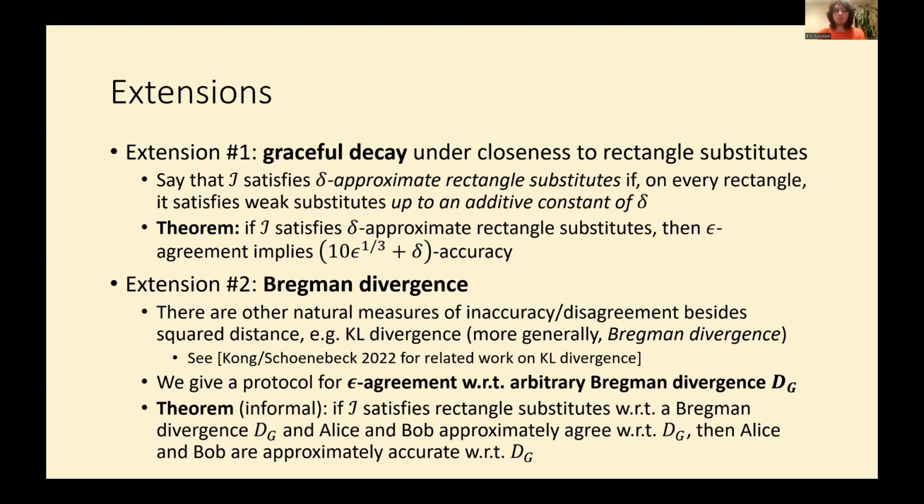Our second extension goes beyond squared distance to other notions of Bregman divergence. While all of our notions that we've discussed, from agreement to accuracy to substitutes, have been based on squared distance as the measure of error, in some situations other notions of error are more appropriate, such as KL divergence or other notions of Bregman divergence. And so in this paper, we give a protocol for epsilon agreement with respect to an arbitrary Bregman divergence. We then show that if an information structure satisfies rectangle substitutes with respect to a Bregman divergence, and that Alice and Bob approximately agree with respect to that divergence, then they are also approximately accurate with respect to that divergence.